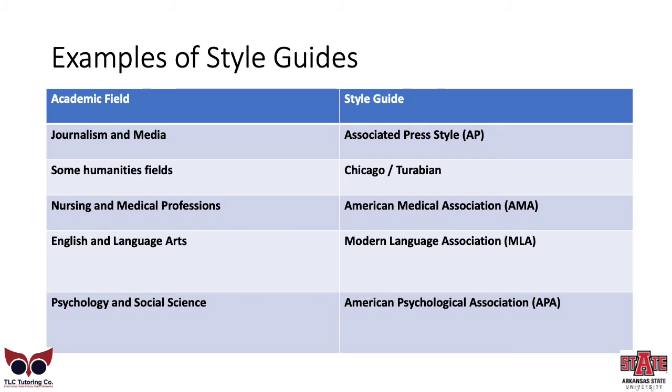Examples of style guides. Journalism and media fields tend to use the AP or Associated Press style guide. Many humanities fields use the Chicago or Turabian style guide. Nursing and medical professions tend to use the style guide of the American Medical Association. English and language arts will often use MLA or the Modern Language Association, while psychology and the social sciences tend to use APA or the American Psychological Association. It's important to remember that all of the style guides give specifics for writing in a given academic discipline.